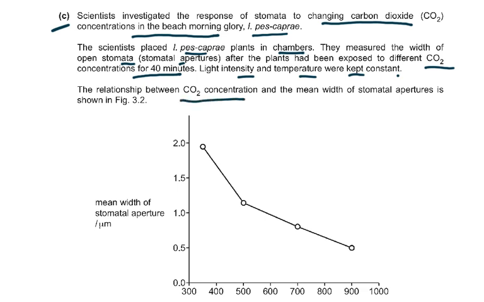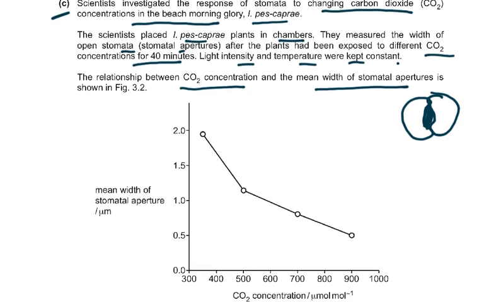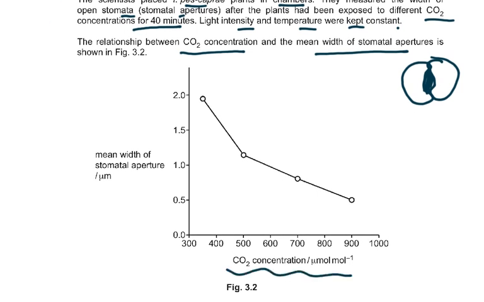The relationship between CO2 concentration and the mean width of stomatal aperture. Stomatal aperture means how wide this opening is. This is the opening. And the mean width of the stomatal aperture is shown in figure 3.2. Here we have the CO2 concentration and here we have the mean width. At 400, the width was 2. As the CO2 concentration is increasing, going to 1000 from 400 and is at 900, now the stomatal aperture is only 0.5 micrometer. Here it was 2.0 micrometer.